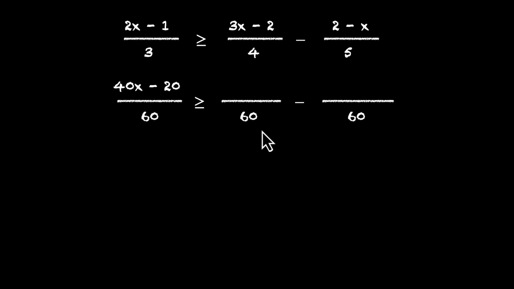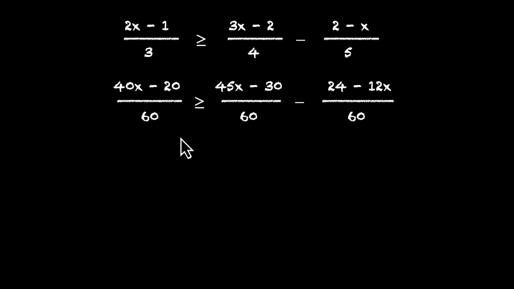How do we make 4 into 60? We multiply this by 15. So 3 times 15 is 45. 2 times 15 is 30. So that's 45x minus 30. And now how do we make 5 into 60? We multiply this by 12. So 2 times 12 is 24. This is 1. So we have 24 minus 12x.